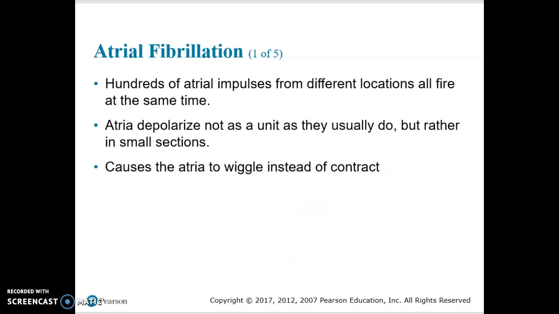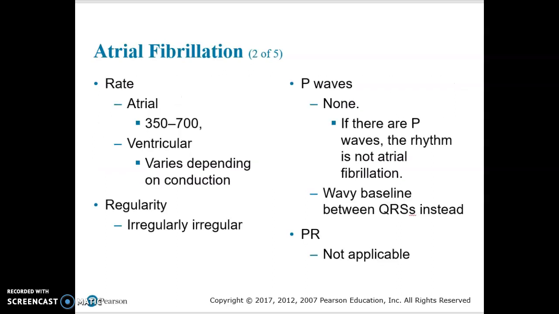With atrial fibrillation, this is an irregular rhythm. And again, one thing we need to think about is the atria are wiggling instead of contracting. With this atrial fibrillation, we have an atrial rate of 350 to 700, which is astronomical. Again, the ventricular rate is going to vary. It's going to depend on how many signals this AV node lets go through, okay?